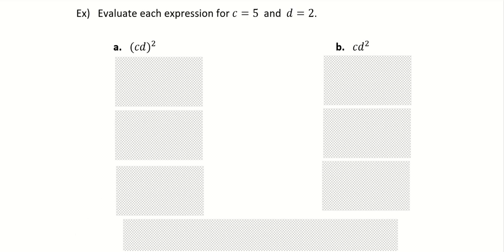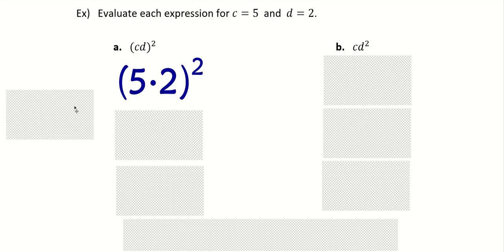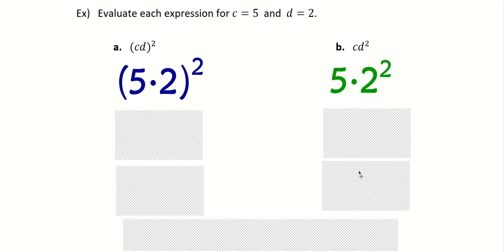Last thing in your notes here for this section would be a quick comparison. So we're still evaluating. I want you to do this, and I also want you to do that, where C is going to equal 5 and D is going to equal 2. Okay? So the difference in these two examples should be fairly obvious. This one has parentheses around the CD. This one does not. So does that make a difference? Oh, yeah. For sure it makes a difference.